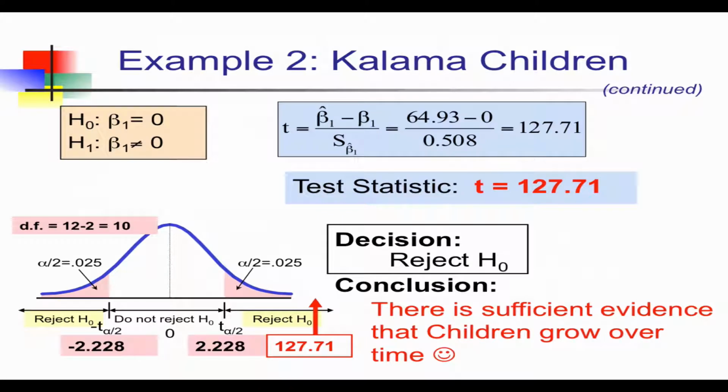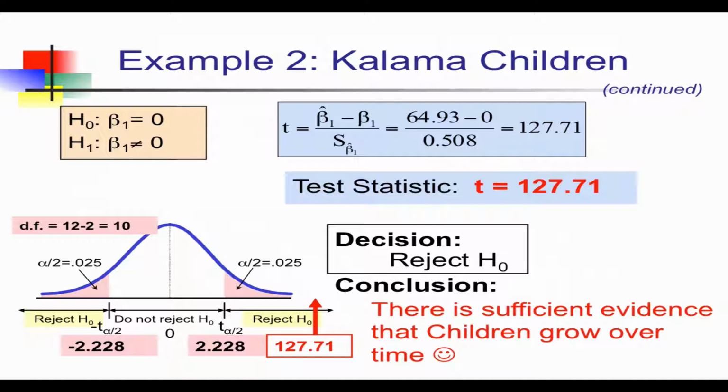Okay, so going back to that children growth example, the null hypothesis is the children's height increase has no relationship in terms of their age. So beta 1 equals 0 in this case. And the alternative hypothesis is beta 1 does not equal 0. And the t statistic is beta hat 1 subtract beta 1 over the standard error of beta hat 1.